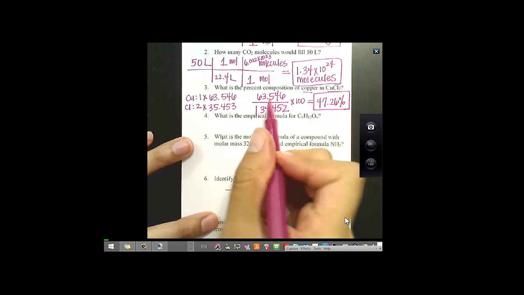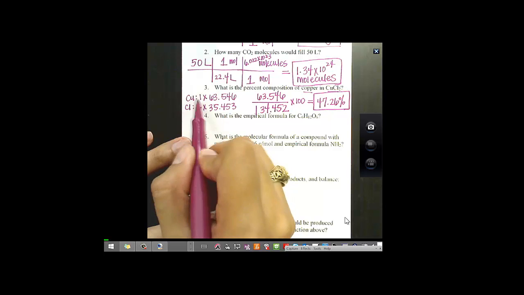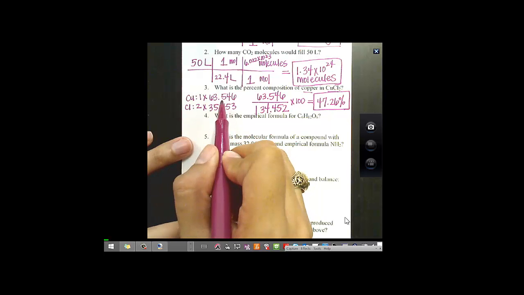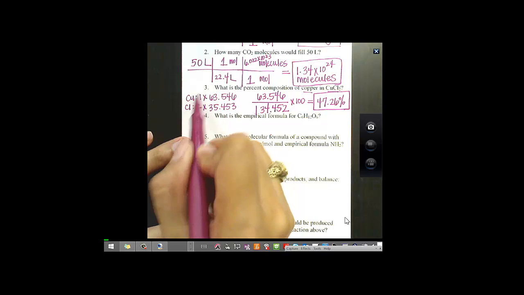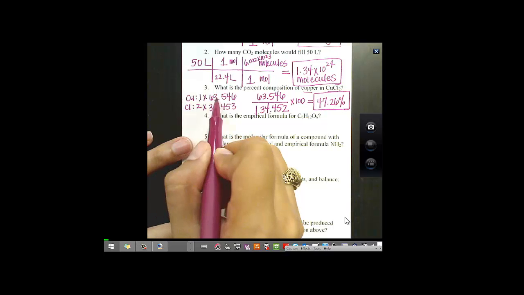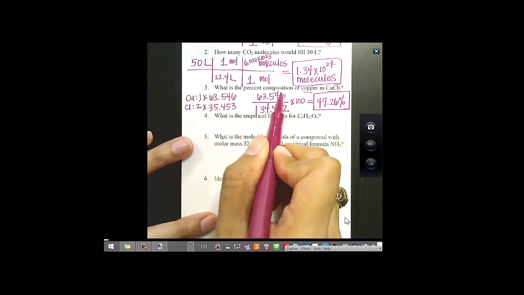Okay, be careful on a problem like this because there was only one copper, so we used the mass of just copper off the periodic table. But if there was more than one copper, then we would have to multiply that and that answer would go on top. The total copper divided by the total compound.